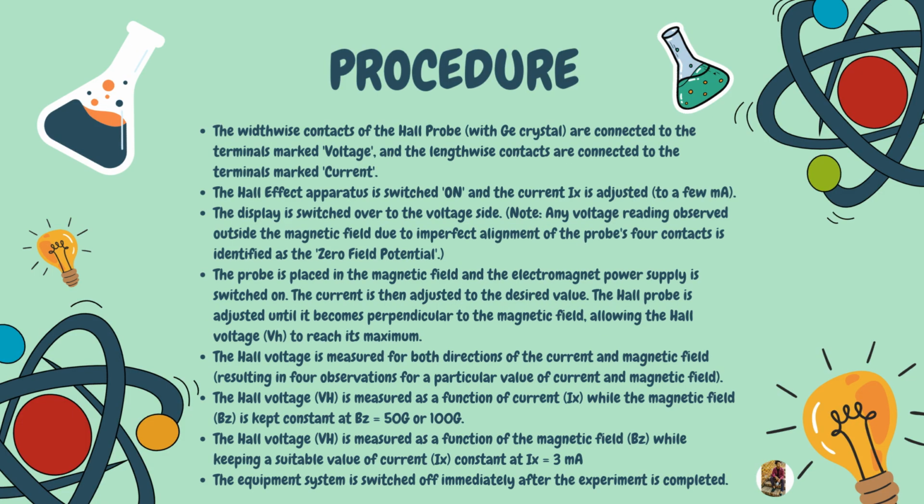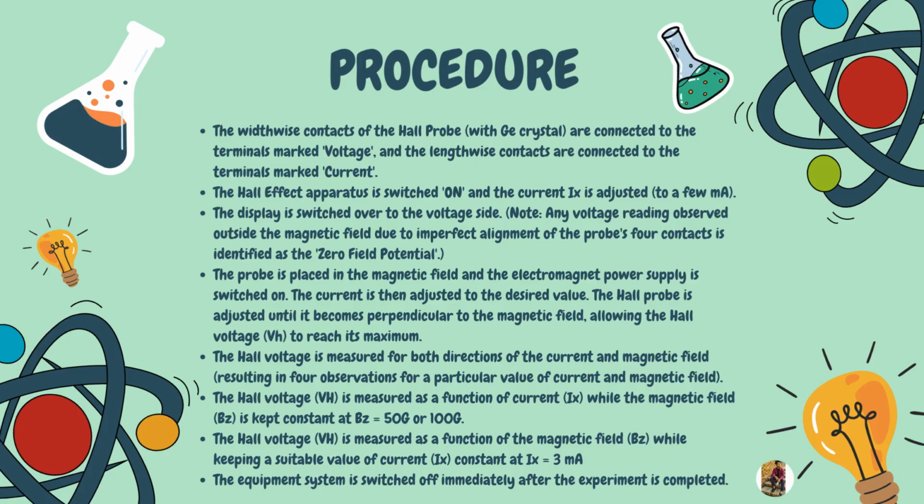The procedure was as follows: the widthwise contacts of the Hall probe with the Ge crystal were connected to the terminals marked voltage, and the lengthwise contacts were connected to terminals marked current. The Hall effect apparatus was switched on, and the current Ix was adjusted to a few milliamperes. The display was switched over to the voltage side, and note, any voltage reading observed outside the magnetic field due to the imperfect alignment of the probes for contact is identified as the zero field potential.